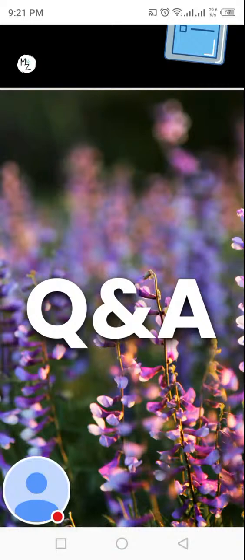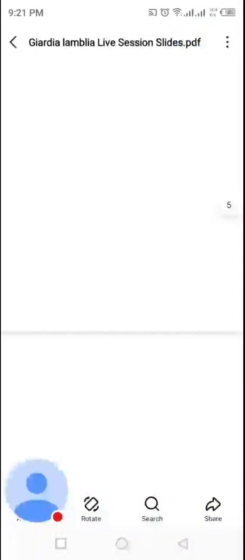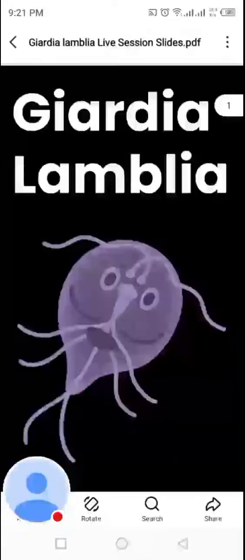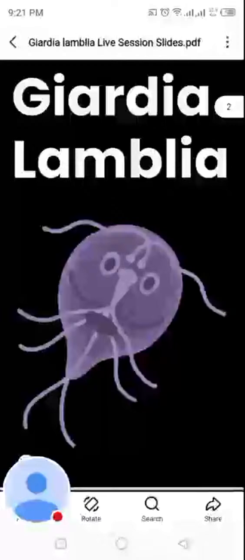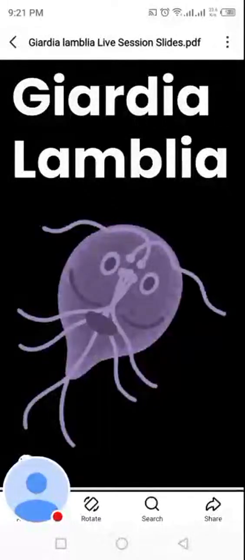That's flagella. Giardia lamblia has got 4 sets of flagella. Let me show you its picture so you guys can see that. Here we go. This is Giardia lamblia. It has got 4 sets of flagella, one on top, one at the bottom, and 2 pairs in the center. So that's how Giardia lamblia moves.